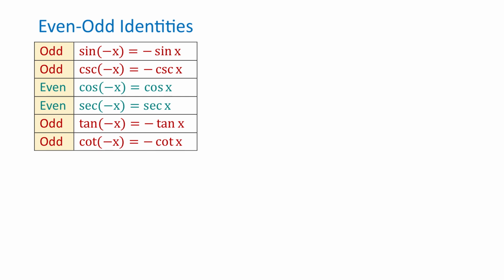Tangent is an odd function, and tangent of negative x equals negative tangent of x. And cotangent is the reciprocal of tangent, and it's also an odd function, and cotangent of negative x equals negative cotangent of x. Now, to understand these identities, let's take a look at the unit circle.